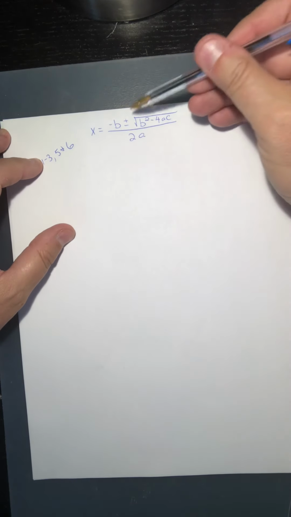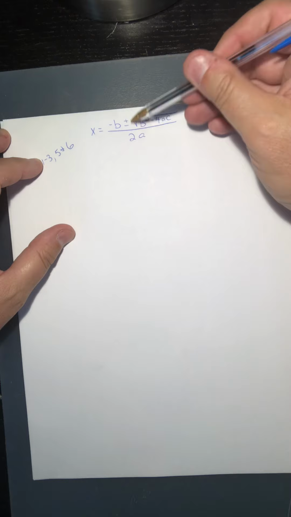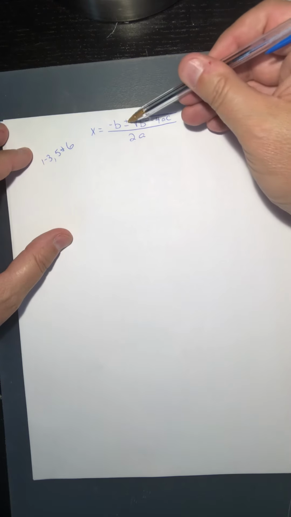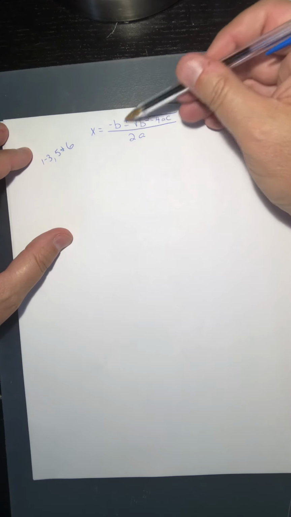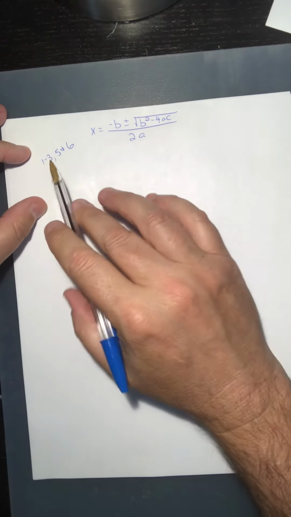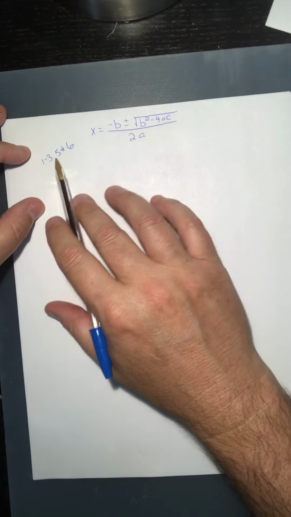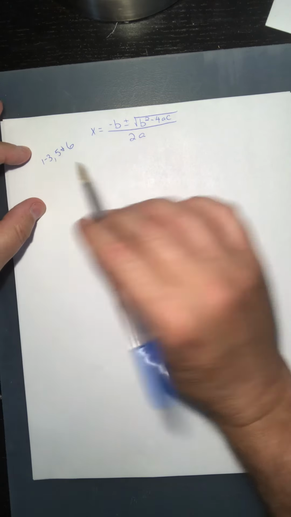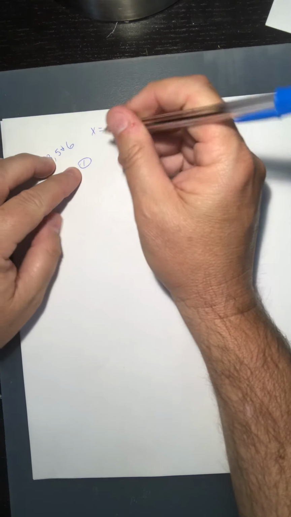Also on the worksheet, the formula only has a plus, but it should be plus or minus. That might be a little confusing right now, but it'll make sense to you at the end of this video. This video is going to get you through numbers 1 through 3 and then 5 and 6 on the worksheet. So the first one we're going to do looks like this.